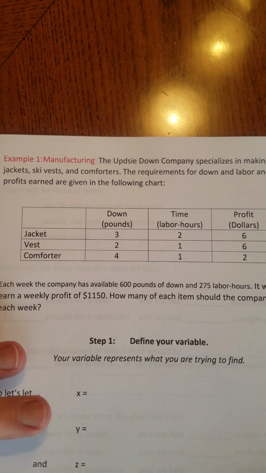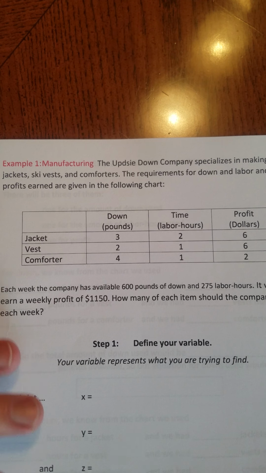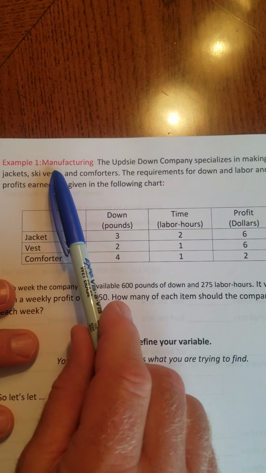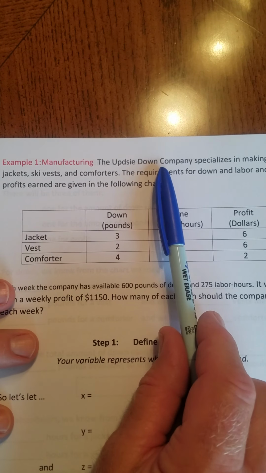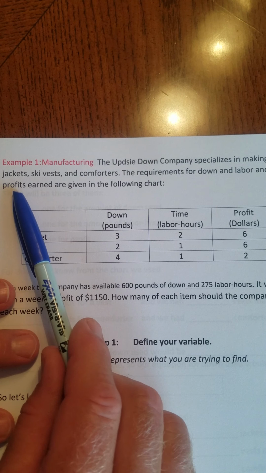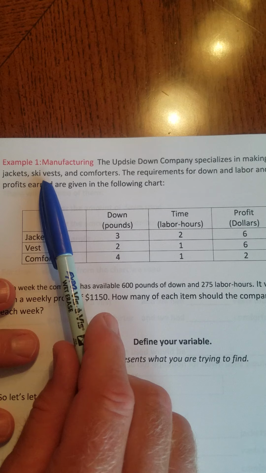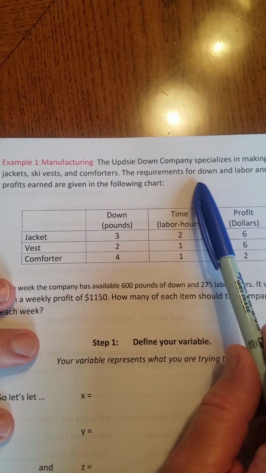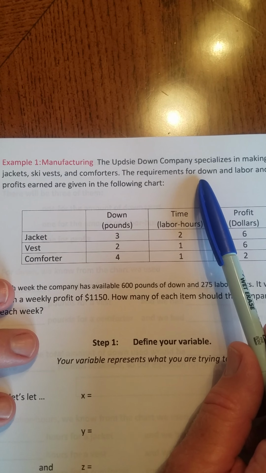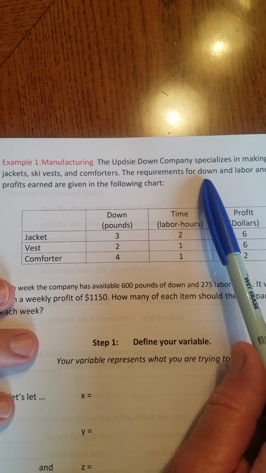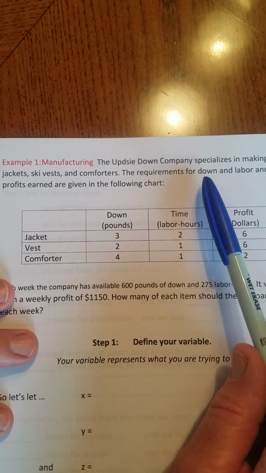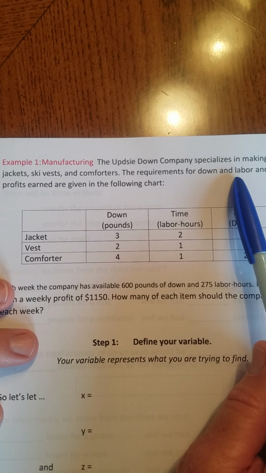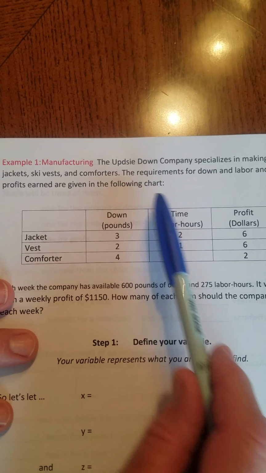Got an example here. This is the same one that's in the book. This is a real life example. It says manufacturing. The Upside Down Company specializes in making down jackets, ski vests, and comforters. The requirements for down and labor, down, if you're not familiar, is a material that they pack in to help insulate, so keep you warm when it's cold outside. So the requirements for down and labor and the profits earned are given in the following chart.